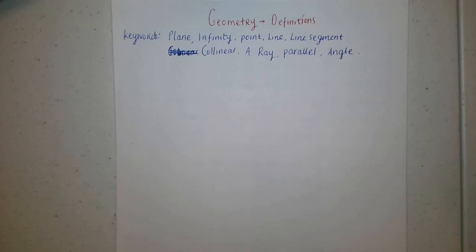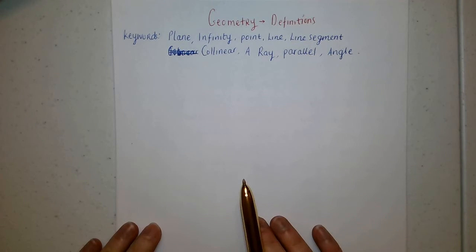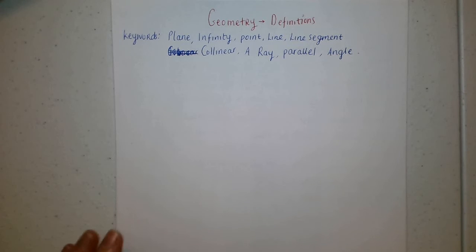Basically, a plane is a flat surface, like a desk or the whiteboard or even this page, okay? But the key thing about a plane is that it continues in every direction forever, okay? It doesn't have a specific end or start point, okay?